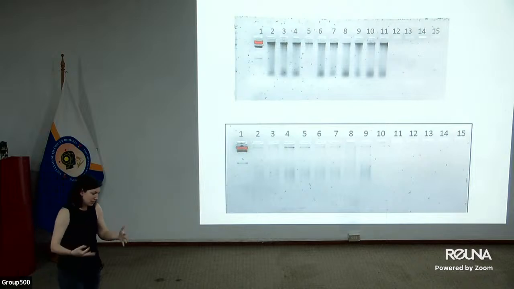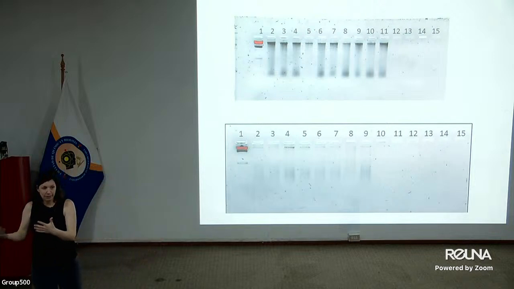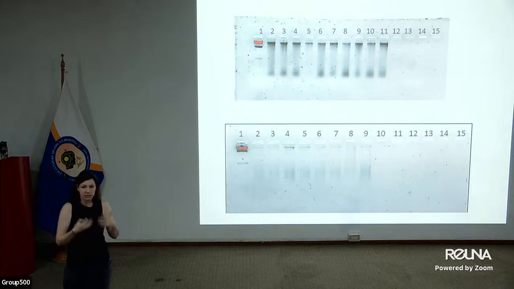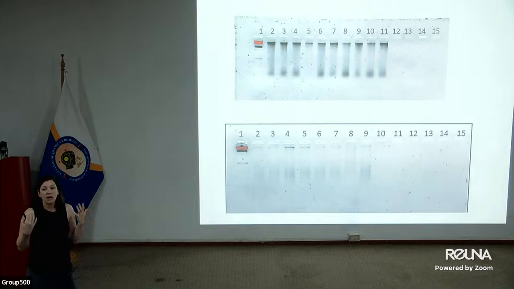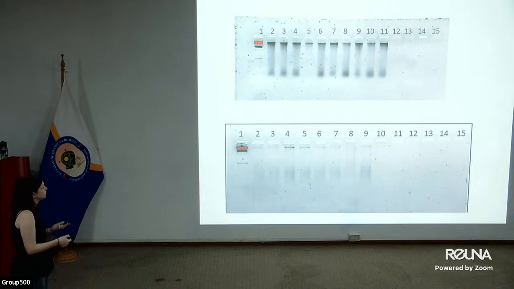Now, again, remember, this is just DNA from anything in the water. This is phytoplankton, this is bacteria, this is viruses, this is vertebrates, this is just DNA. It doesn't tell us anything about our target DNA at this stage. It just says we got DNA from it.